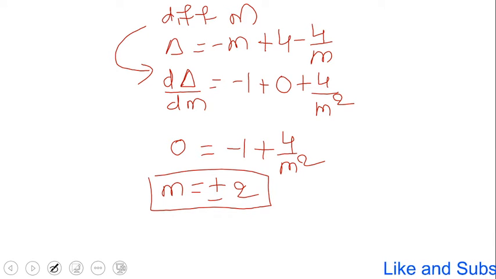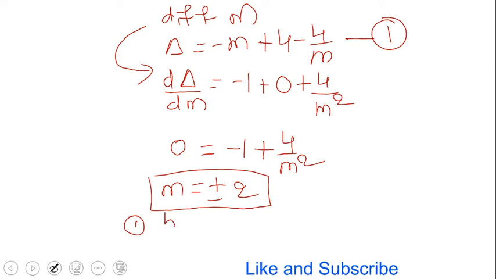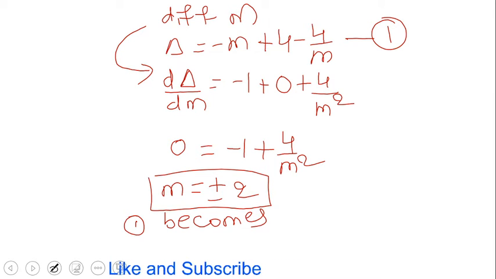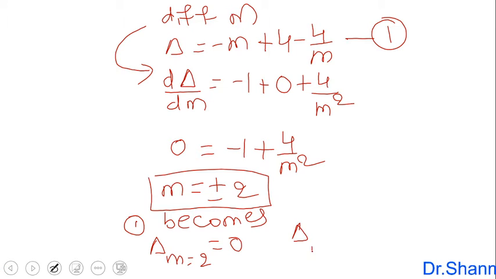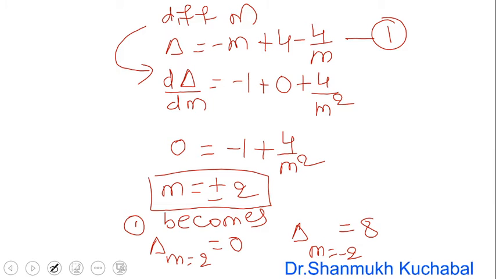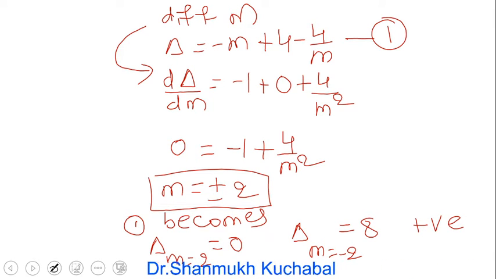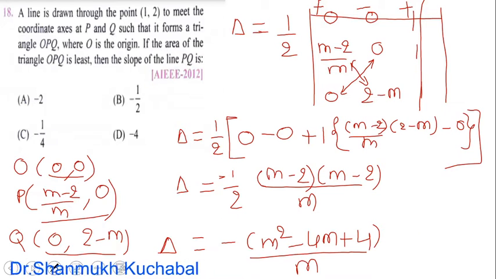So this m value we have to substitute in this equation. So we will observe that delta at m equal to 2, we are going to get an answer as 0. Delta at m equal to minus 2, we are going to get it as 8, which is a positive value. Therefore m equal to minus 2 is the correct answer here.